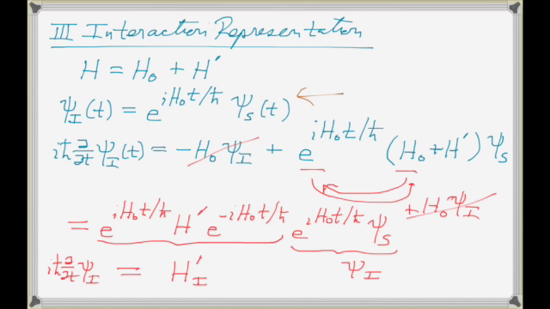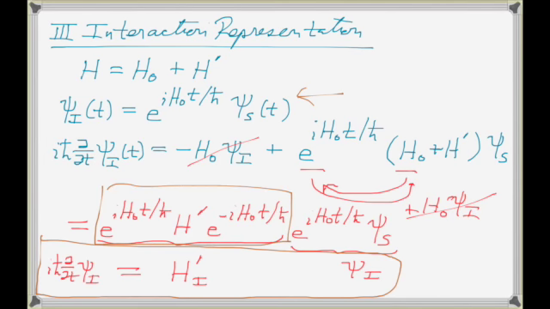And so the final expression is this: iħ d/dt of ψ_I, in the interaction representation, is just given by H'_I, so that's H' in the interaction representation, times ψ_I. And so H' in the interaction representation is this thing here. That also gives you the transformation of any arbitrary operator from Schrodinger to interaction. That is the transformation of the operators.